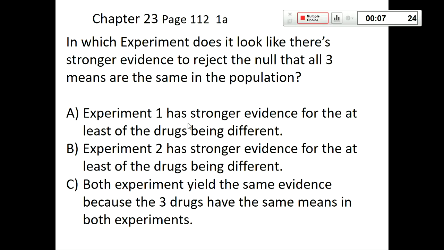So this one says experiment 1 has stronger evidence for at least one of the drugs being different. Experiment 2 has stronger evidence for at least one of the drugs being different. And both experiments yield the same evidence because the 3 drugs have the same means in both experiments, so they will tell us the same thing. So choose A, B, or C.